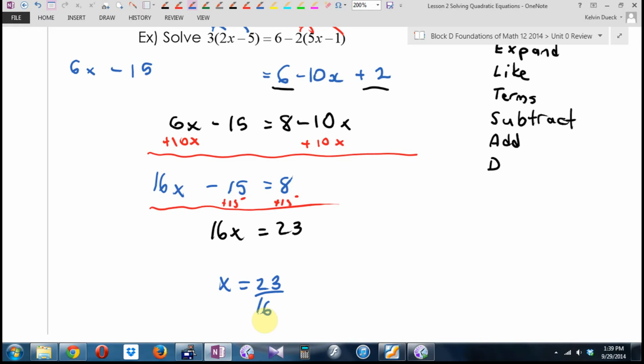23 over 16, and if we were in physics, we would decimalize that. In math, we tend to leave it as 23 over 16. The D stands for, at the very end, divide by what's in front of the x. So if you're looking for a dumb acronym, there it is.